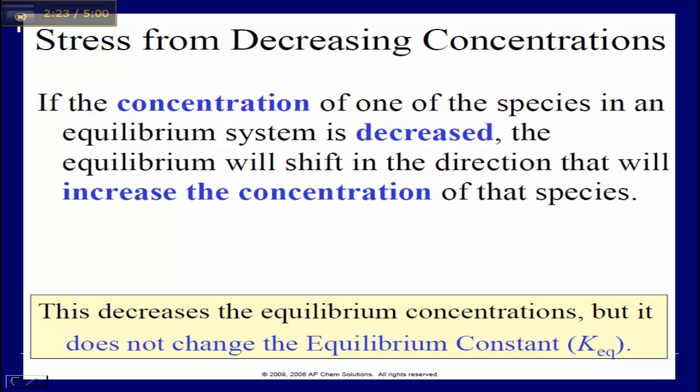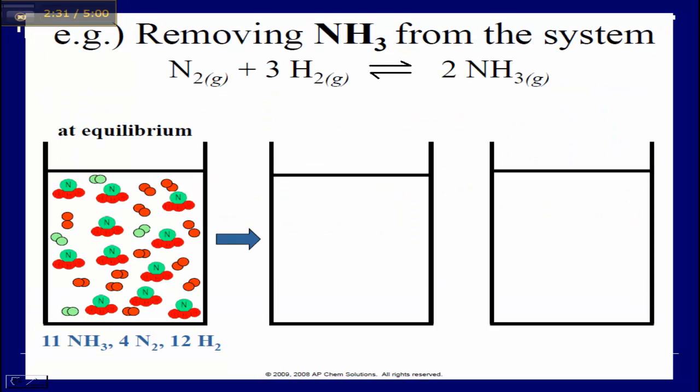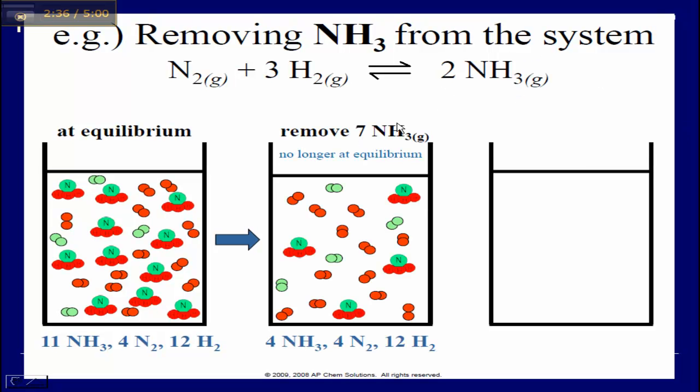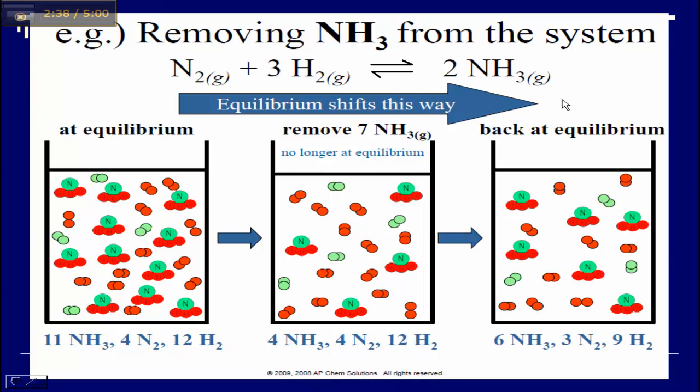If we decrease the concentration, the equilibrium is going to shift in the direction that will increase the concentration of that species. So if we decrease our ammonia, all right, we take away ammonia, we're going to shift toward the ammonia because you'll have more nitrogen and hydrogen that'll be reacting to produce that ammonia.